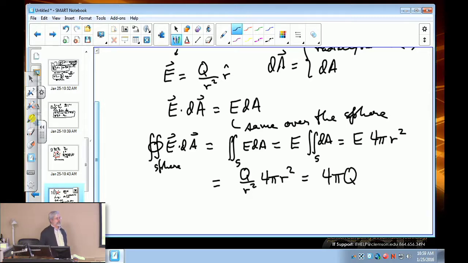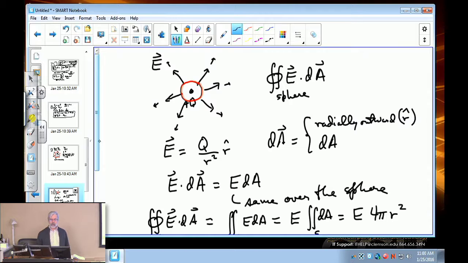Now notice that it doesn't depend on the radius of the sphere. And that's because E is dropping off like the area of the sphere, right? So you multiply the area of the sphere by something that's dropping off like 1 over the area of the sphere, and you get a constant. So this doesn't depend on the radius of the sphere. Doesn't matter what size sphere I draw, I'm going to capture all the electric field coming out of the charge. That's what that says. All the electric field has to come out through the surface of the sphere. Doesn't matter how big or how small.